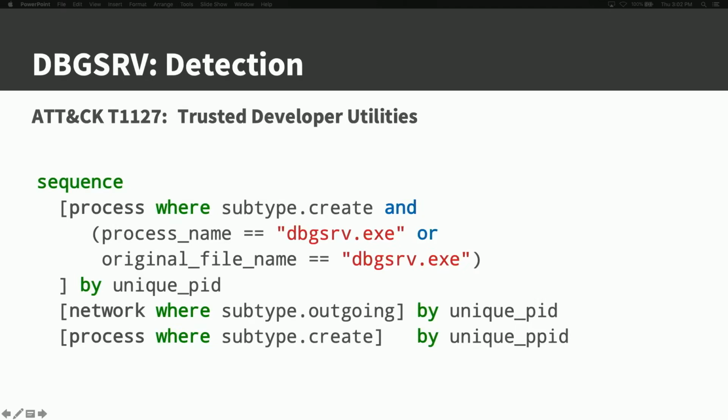So if you want a specific detection for debug serve, you can see we've got a sequence here where we're looking for things like any process with a name debug serve or original file name. Attackers might choose to rename it. Outbound network connections and child processes or cross-process communication.